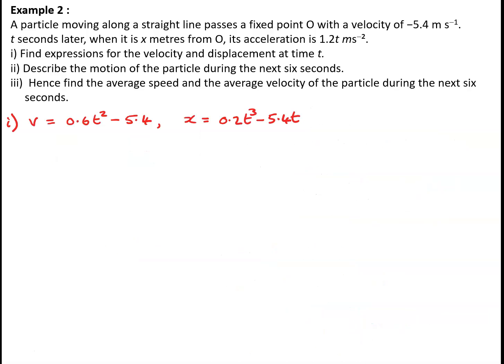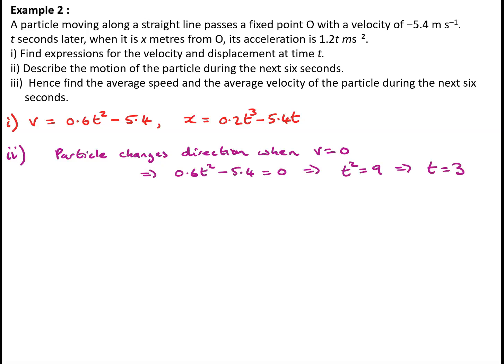Moving on to part 2 then. Describe the motion of the particle during the next 6 seconds. Well, we know when t equals 0, x is equal to 0. It's worthwhile finding out whether the particle changes direction at all. The particle will change direction when v equals 0. If v equals 0, we've got 0.6 t squared minus 5.4 must equal 0. That gives me t squared equals 9. So it changes direction when t equals 3.